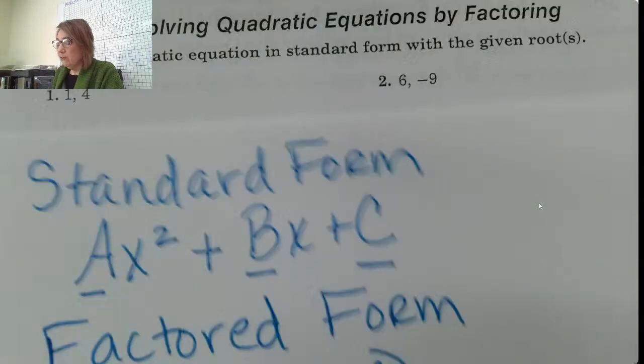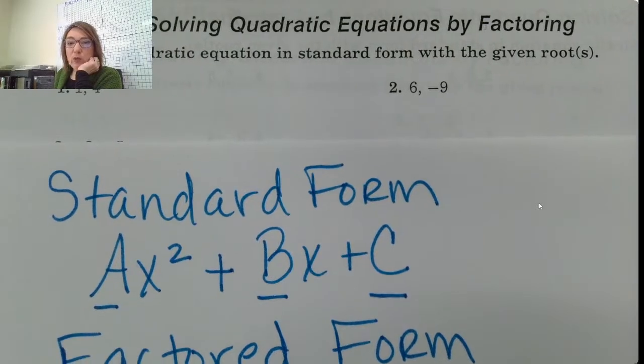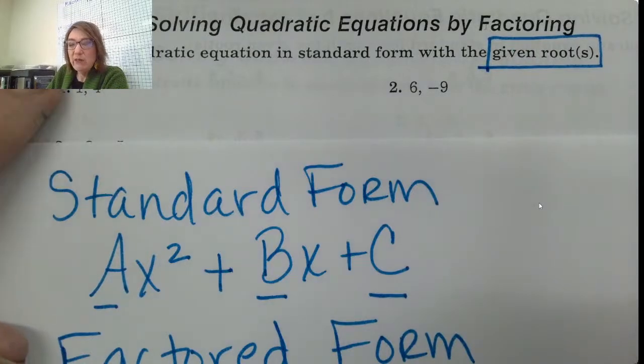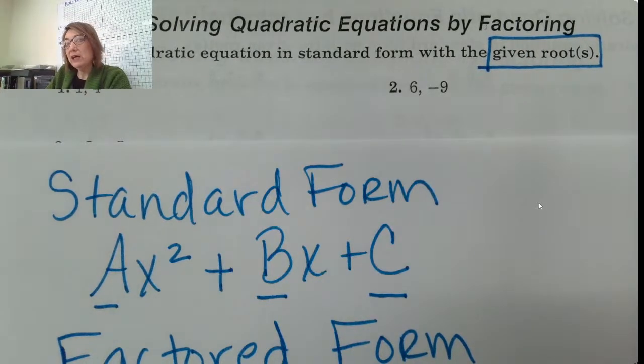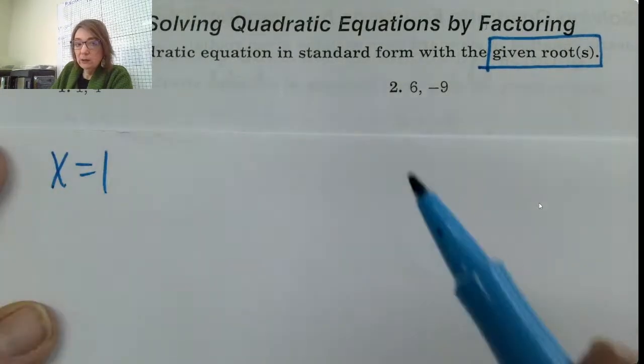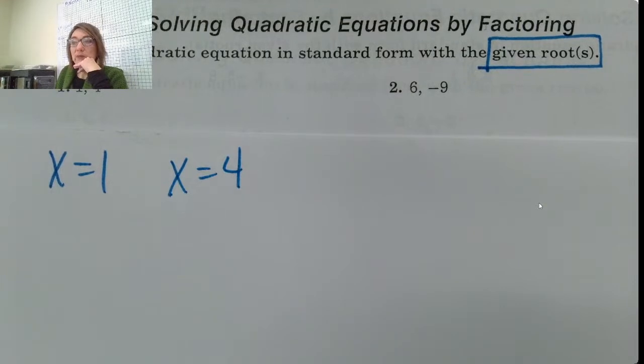Okay, so now, why is this important? Well, if you look at the first question here, it says, write a quadratic equation in standard form with the given roots, okay? What that means is when they say that this is the given root, that means this is the value for x if y was 0. This is the x-intercept. That's what those roots are, right? So we look at that as x equals 1 and x equals 4, like so.